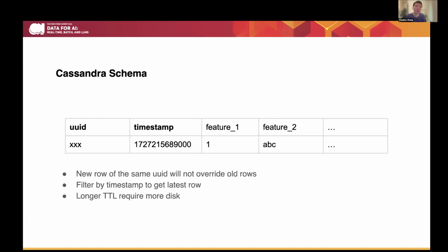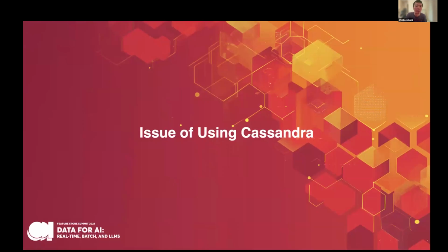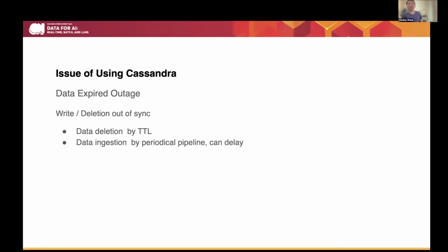But it also has some drawbacks. A longer TTL will require more disk. So if you have a very large table, then you cannot set a very long TTL, because it will consume a lot of disk. By using Cassandra that way, we are seeing an issue.